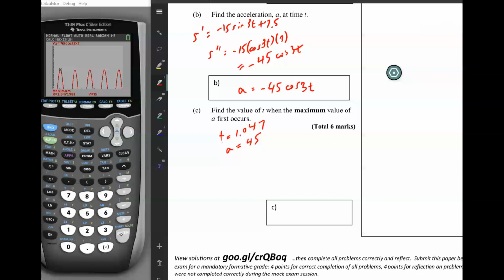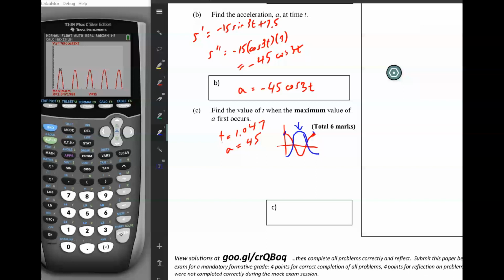If we were doing this without the calculator, you could do it by saying, okay, if it was cosine, then it looks like this, right? And then the maximum points would be here and here. But it is negative 45 cosine, which means that the thing is inverted. So instead of having the maximum point here and here, you have the maximum point here.